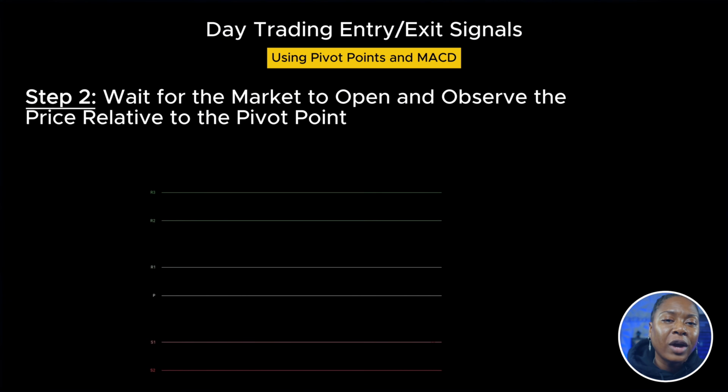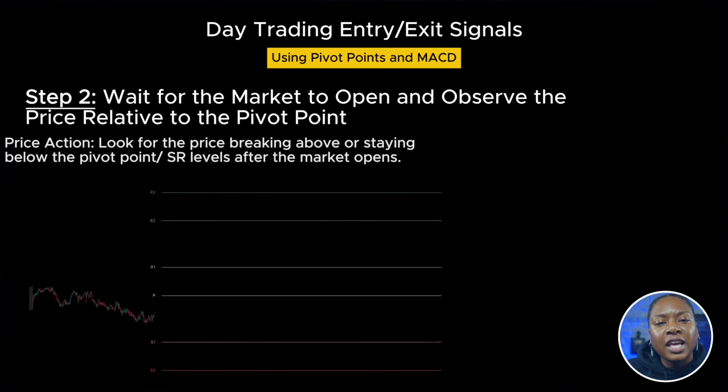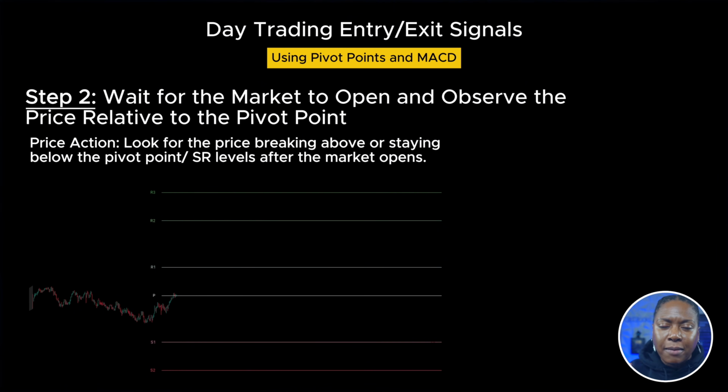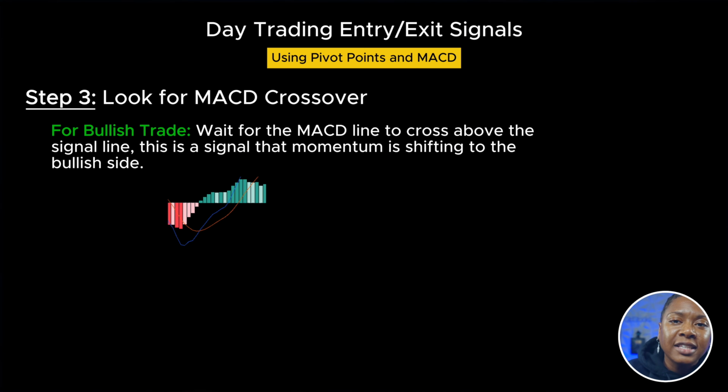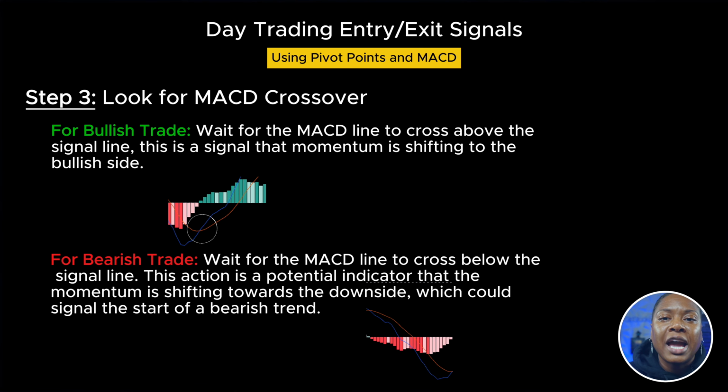The next thing is to wait for the market to open and then see how the price starts to move around that pivot point. And what you're going to want to do is look for the market to either break above or below that pivot point after the market opens. The next thing is to look for a MACD crossover of the MACD and the signal line. Okay, so of course for bullish, you're going to have the MACD crossing above the signal, and for bearish, you're going to have the signal crossing above the MACD. And this is just showing you that the momentum is moving to the bullish or the bearish side.